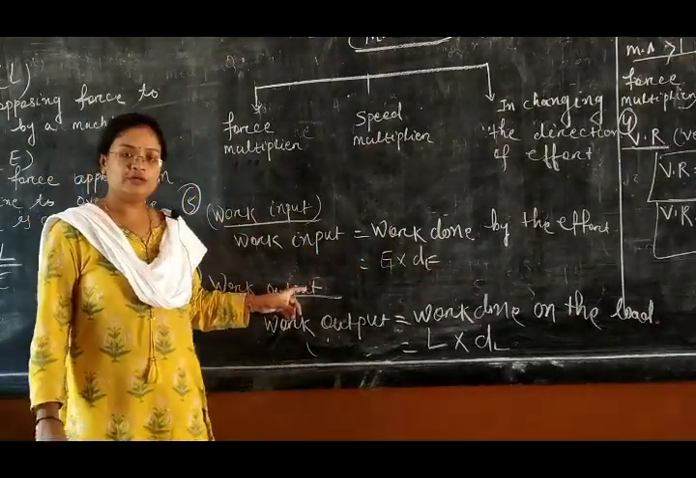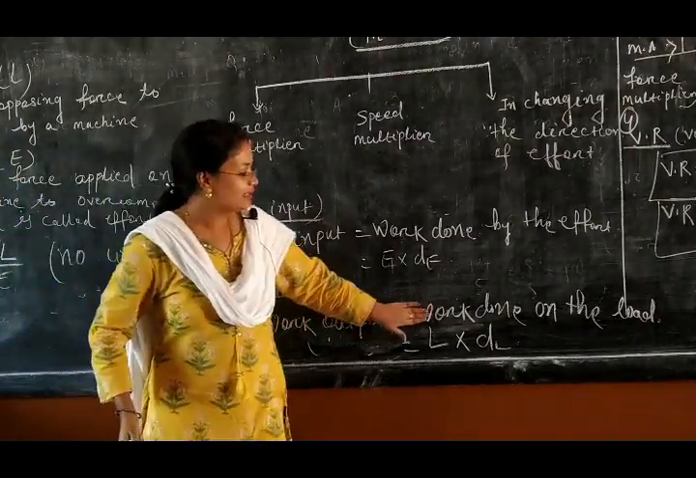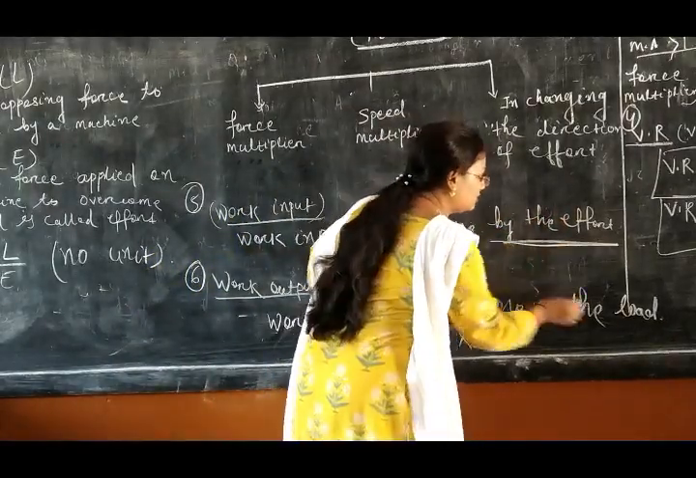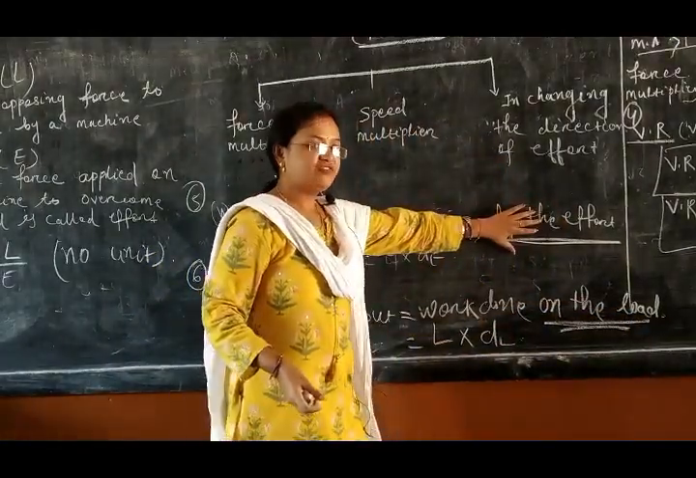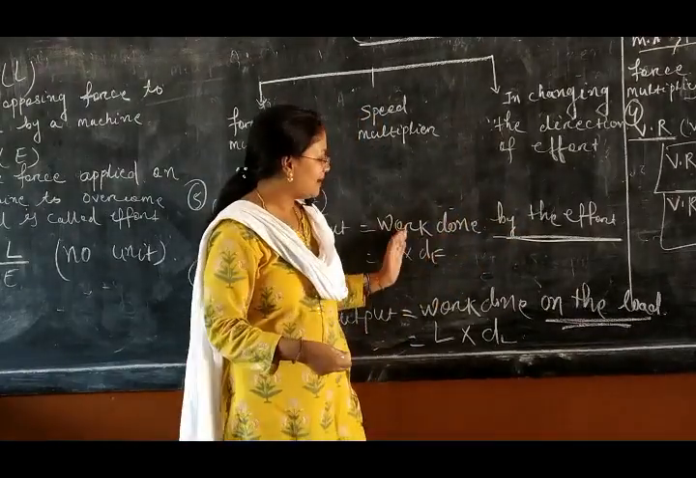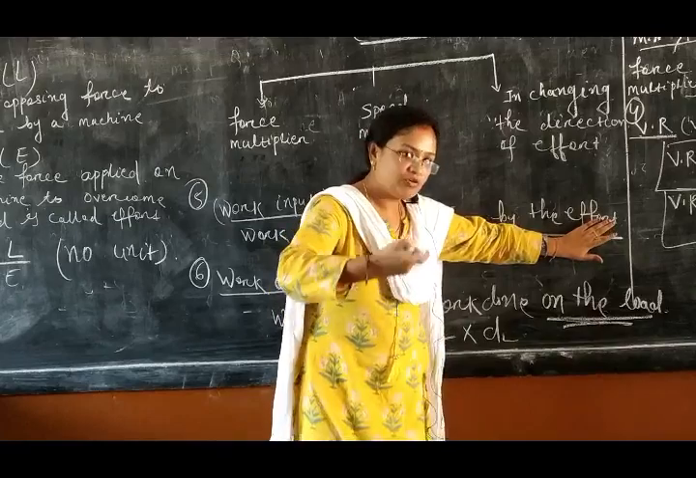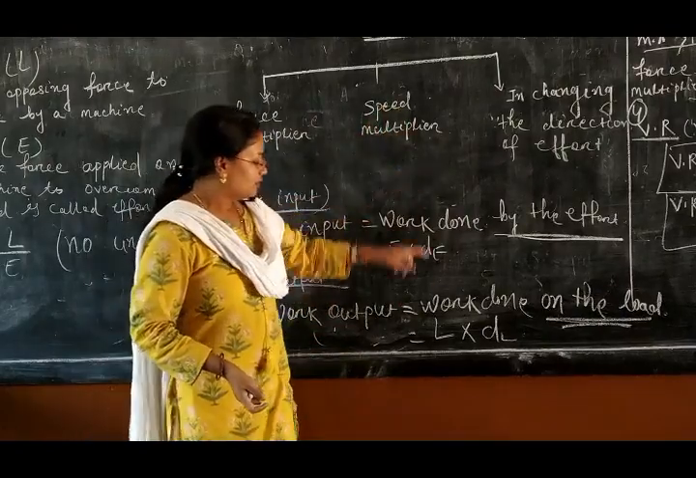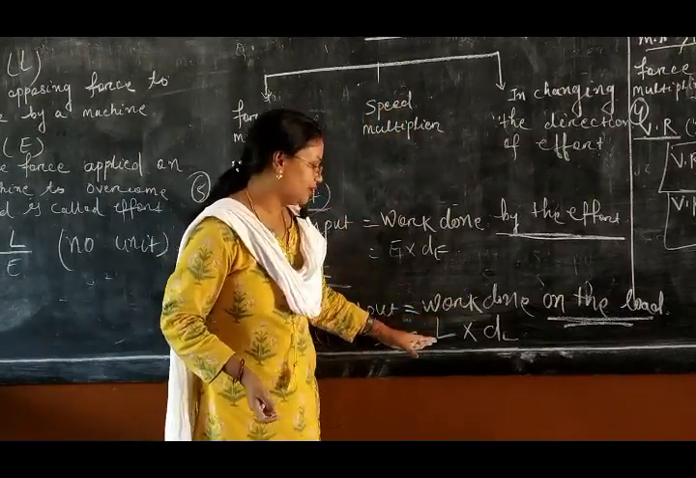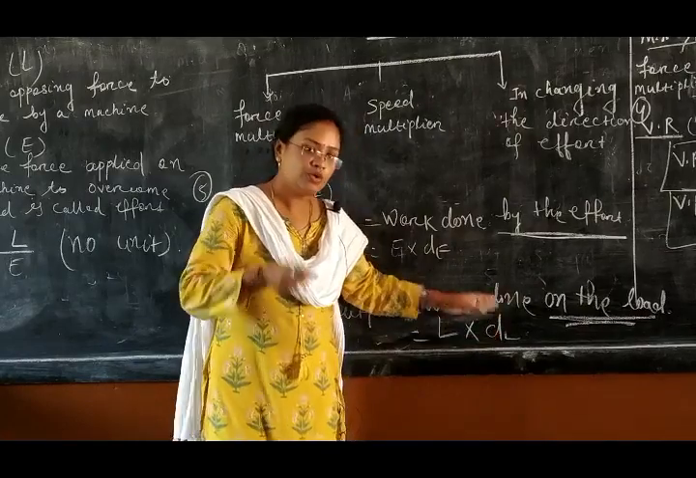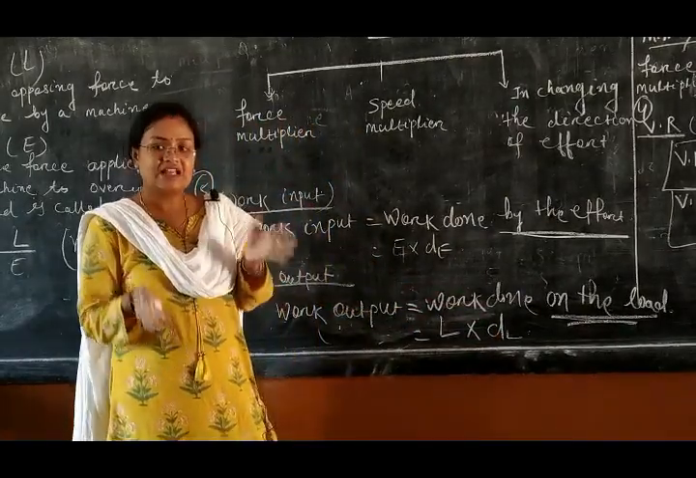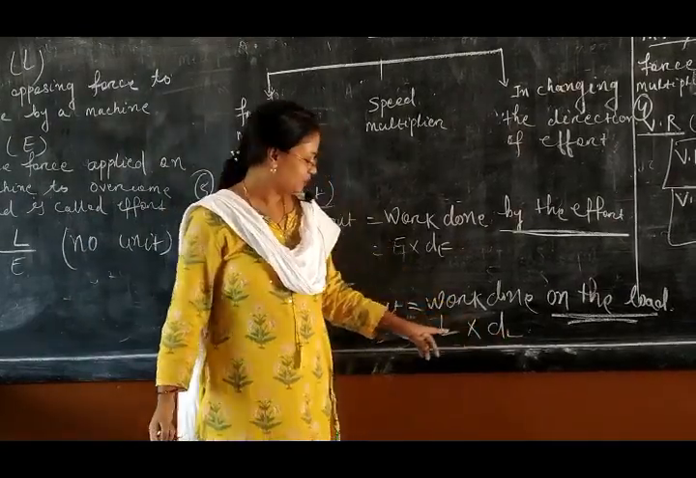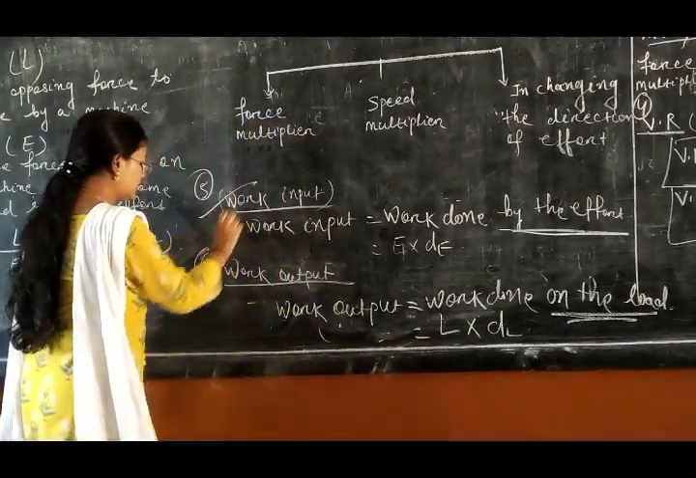Similarly, work output is in the load case. So it is work done on the load. You see, the work is done by the effort on the load. The effort works on the load, on the load. So work output is load into distance moved by the load. If the effort gives some force on the load, then the load also moves some distance. That is load into distance moved by the load. This is your work output, and the earlier one is your work input.